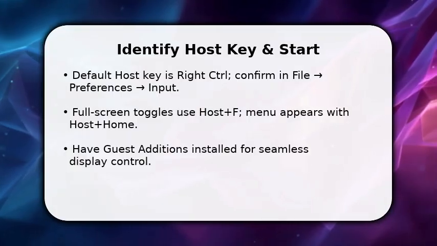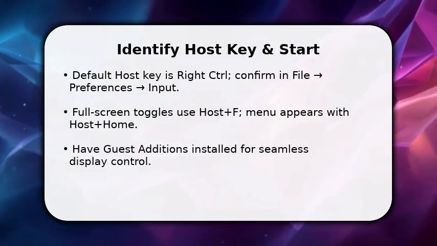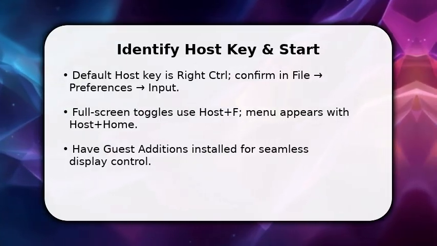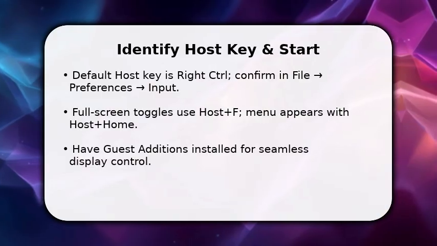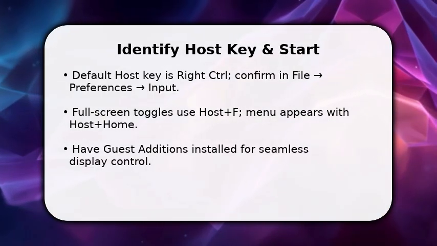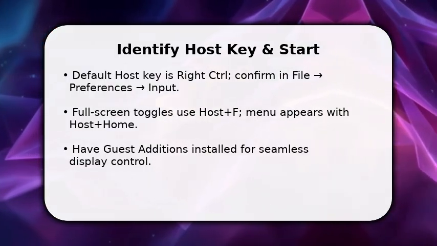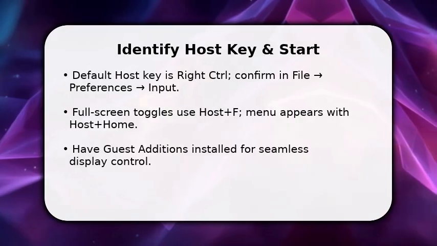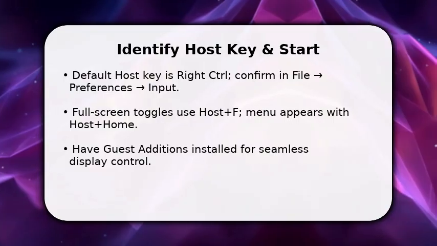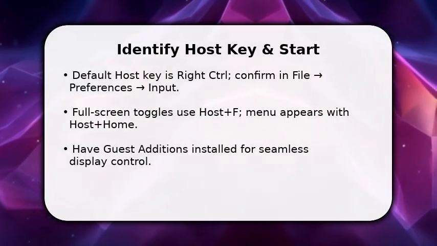You begin by confirming the host key, and that guest additions are present so commands work predictably. Open VirtualBox and check File, right arrow Preferences, right arrow Input to see which host key is assigned. The default is right control. Once done, focus the virtual machine window so it receives keyboard input. Then try a quick host plus F press to toggle mode. This first step both performs the action and verifies the key mapping, which prevents unexpected input capture or unresponsiveness later.